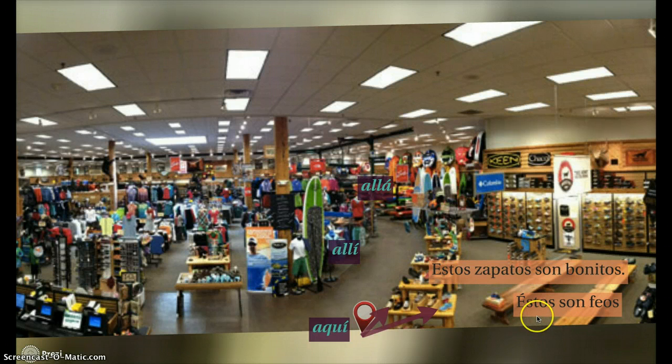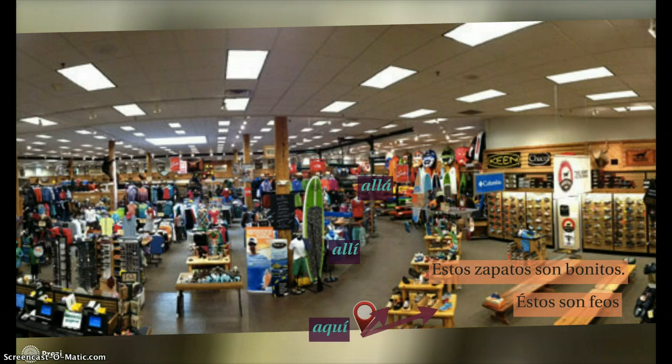Estos and estos? Yep. This estos right here has an accent. That's because this is the demonstrative pronoun. As you know, a pronoun takes the place of a noun. Estos is replacing zapatos. We're no longer saying zapatos. So we put the accent instead. Let's pretend like the zapatos turned into the accent.